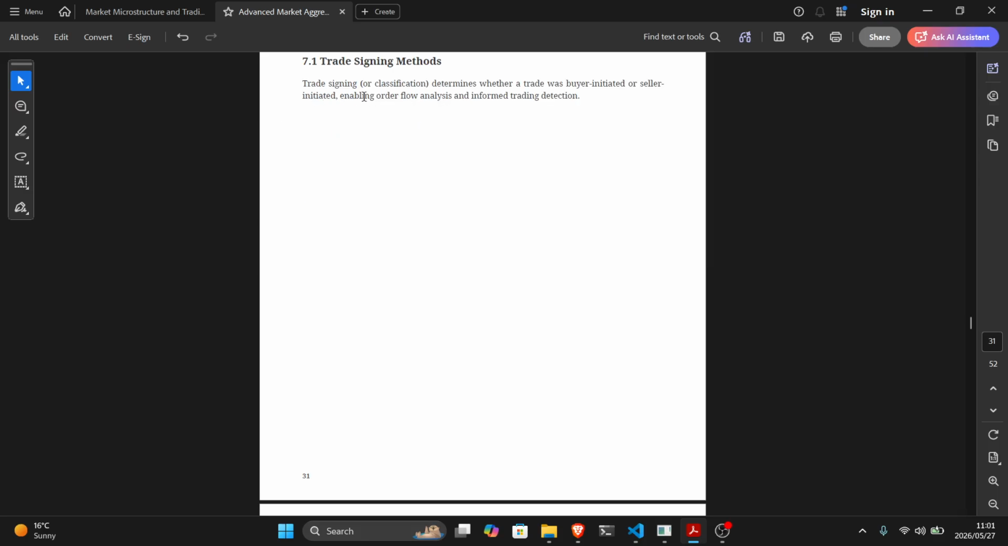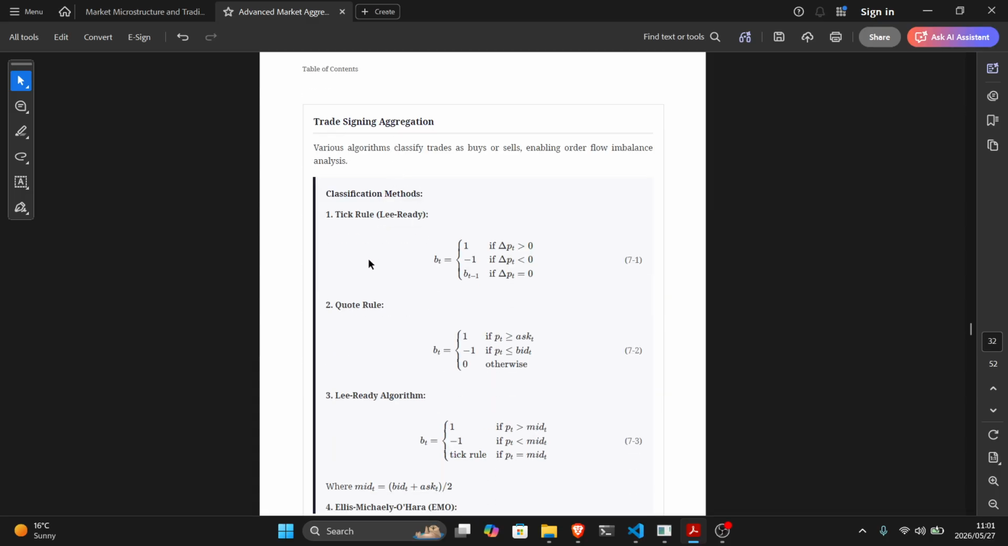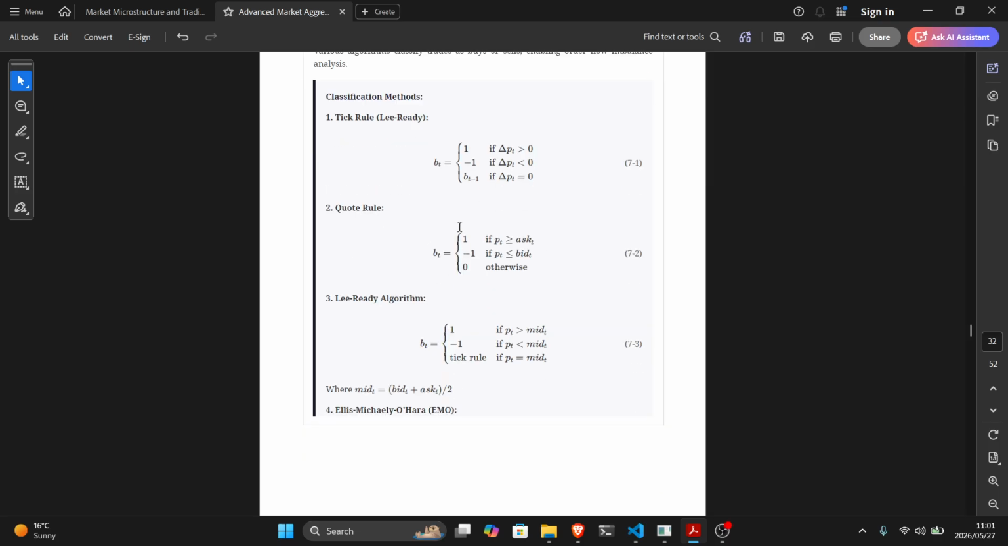7.1. Trade signing or classification determines whether a trade was buyer-initiated or seller-initiated, enabling order flow analysis and informed trading decisions. Classification methods are defined as tick rule, B sub t equals 1 if delta P sub t is greater than 0, negative 1 if delta P sub t is less than 0, B sub t equals B sub t-1 if delta P sub t equals 0. Quote rule defined as 1 if P sub t is greater than or equal to ask sub t, negative 1 if P sub t is less than or equal to bid sub t, 0 otherwise.